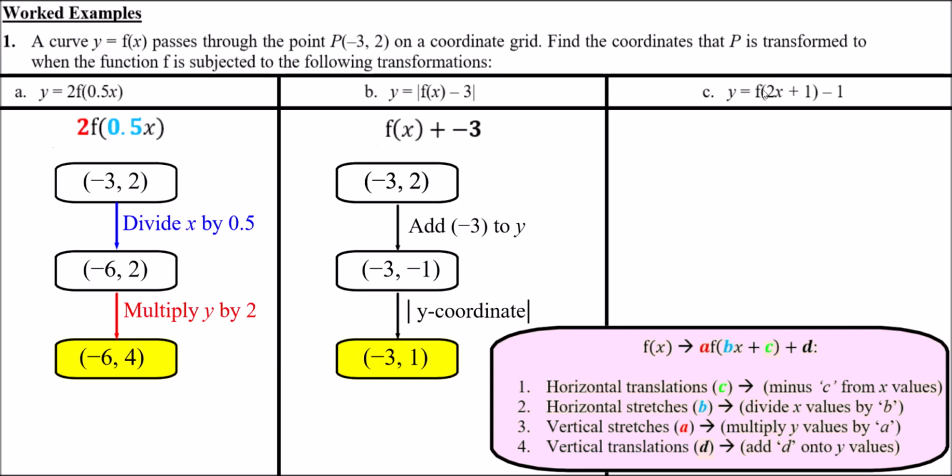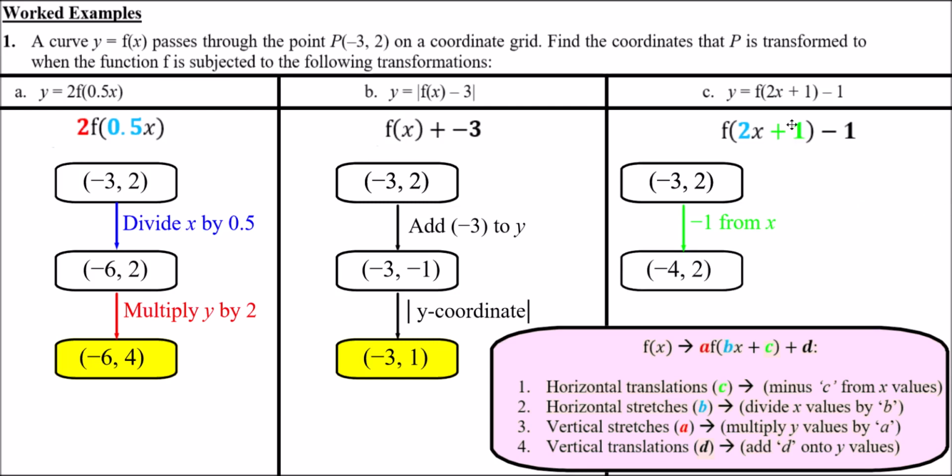The last one, part c, we've got a b value which is 2, our c is 1, and d is minus 1. So first of all, we deal with c. Instead of adding 1, which is what you'd seem to do, opposite to common sense, we're going to subtract 1 from the x value first. So start with minus 3, 2, take away 1 from x, and that's going to give us minus 4, 2. We've dealt with c, next is b. b is what we divide x by, so I'm going to divide the x values now by 2. Minus 4 divided by 2 is minus 2, so now we're at minus 2, 2.